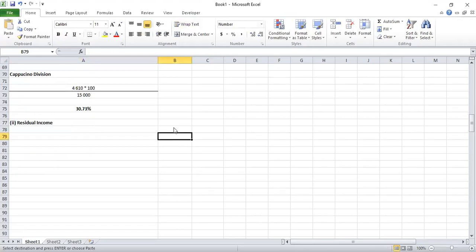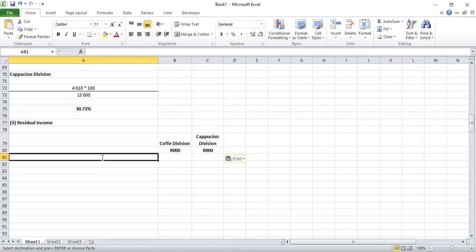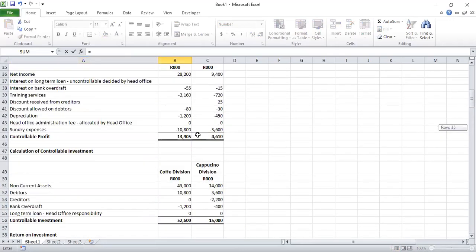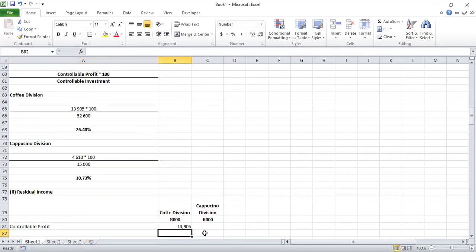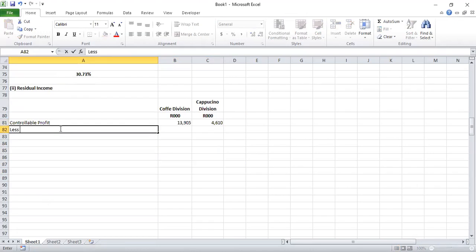Right. We'll have our controllable profit. Remember that is controllable profit less cost of controllable investment. Our controllable profits, we have it. We've already calculated it here. This one. Less the cost of the controllable investment.